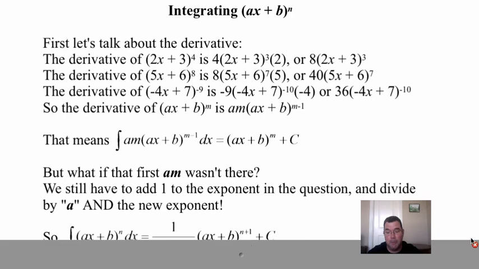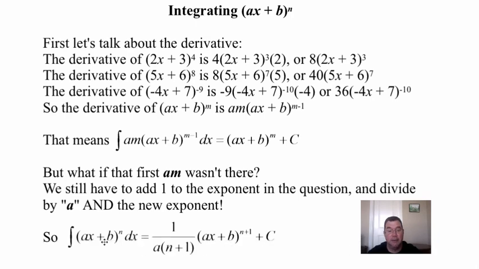So in general, if I had the antiderivative of (ax + b)^n, I would have to add 1 to the exponent, and I would have to divide by a, and I'd have to divide by my new exponent. And don't forget the plus c.